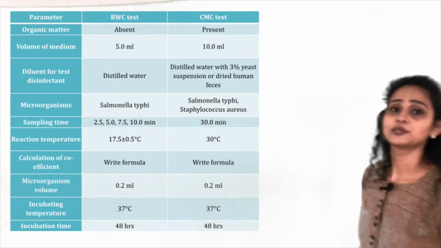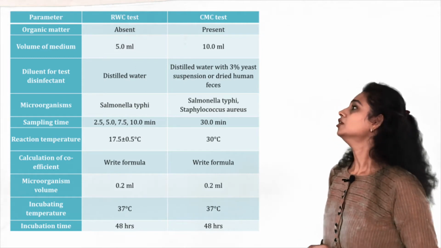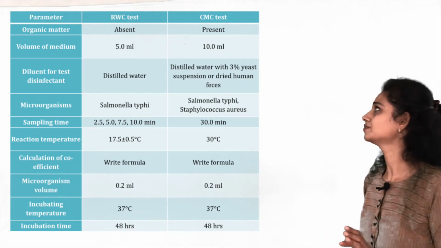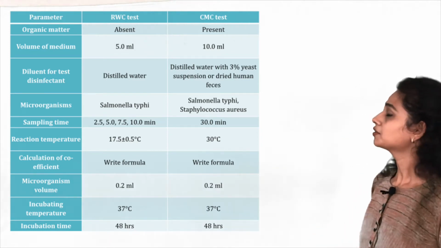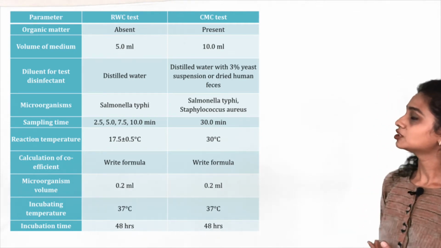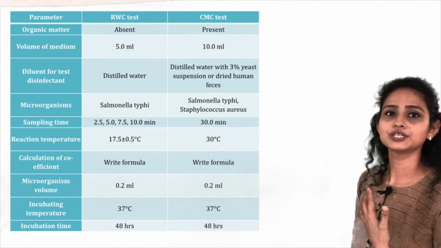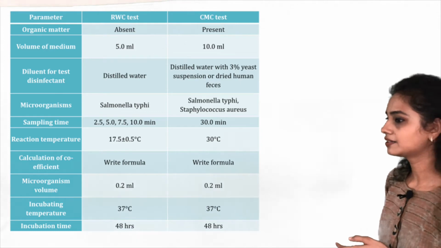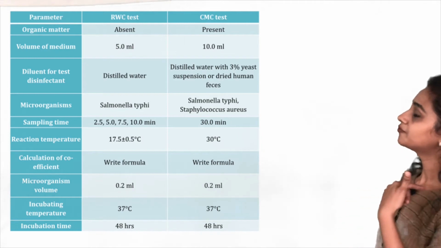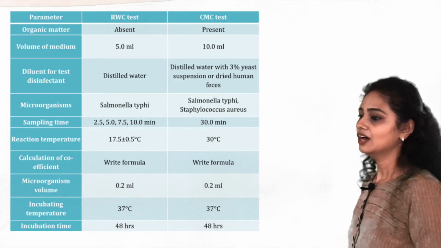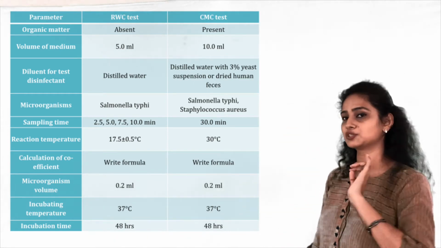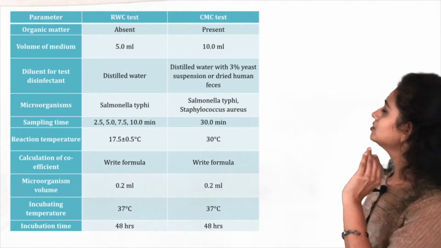Let us look at the difference between CMC and RWC, which is very important. First is about organic matter. As I said, RWC does not have organic matter, whereas in case of CMC we do add organic matter. Then next is the solvent for the dilution. The solvent in case of RWC is distilled water, whereas in case of CMC it is distilled water plus organic matter, that is 3% solution or human fecal content. The one part which I forgot is the volume of medium. In case of RWC it is 5 ml nutrient broth, which we had filled in different test tubes, whereas in case of CMC it is 10 ml.